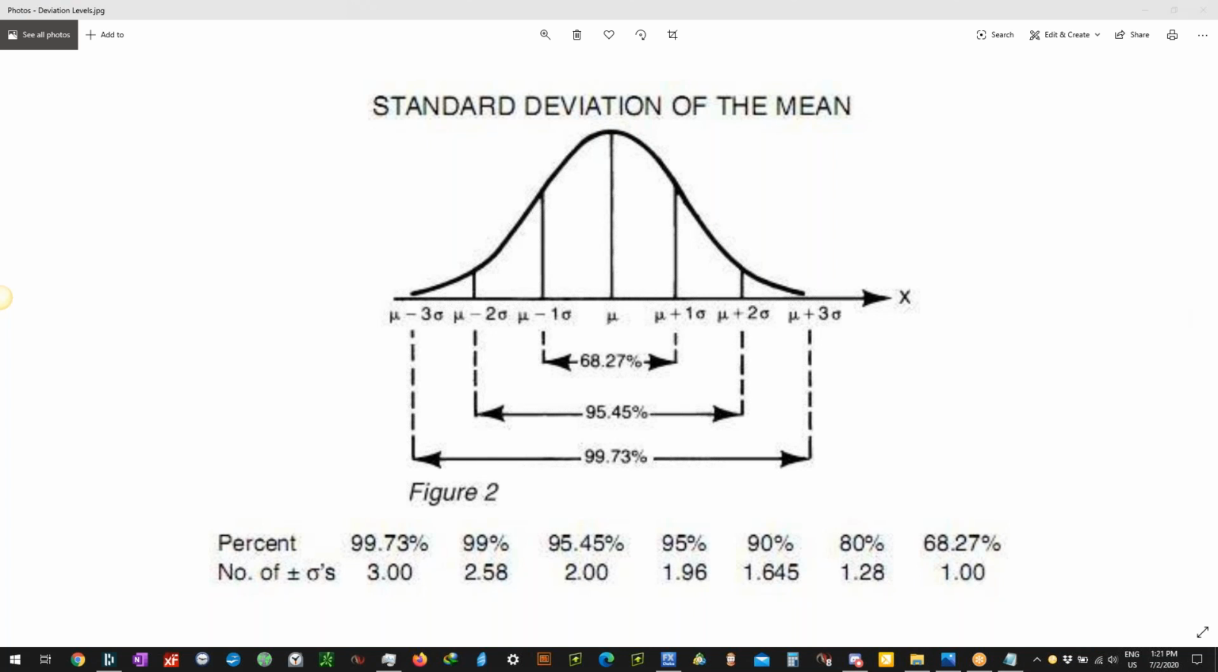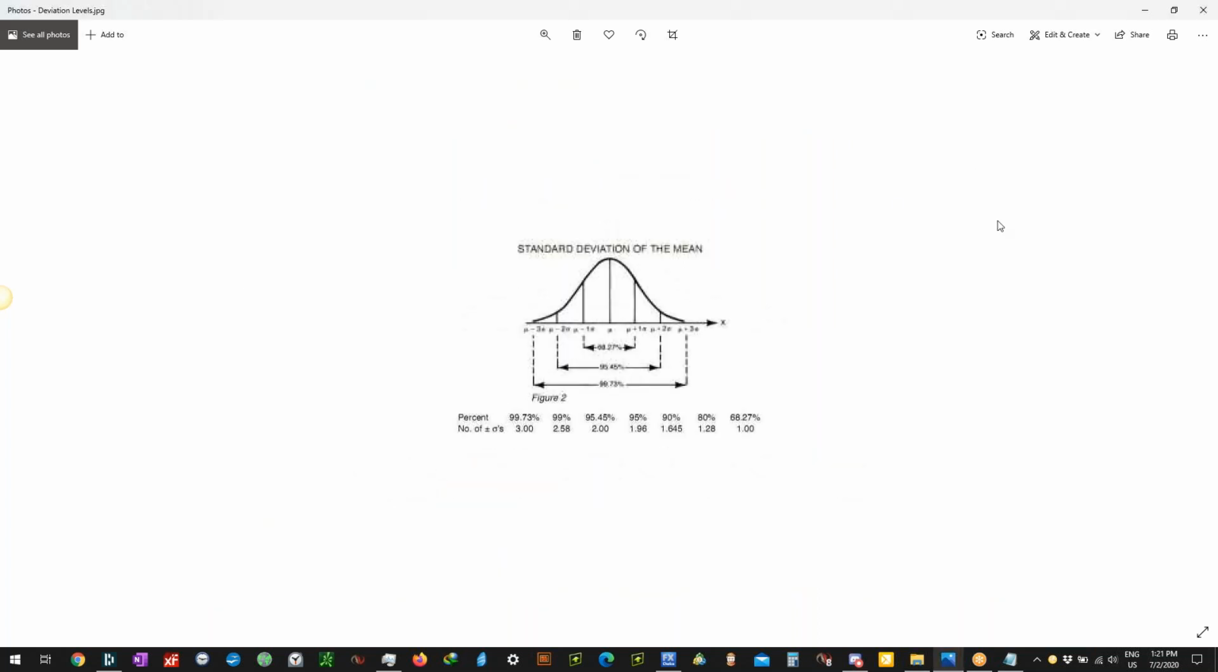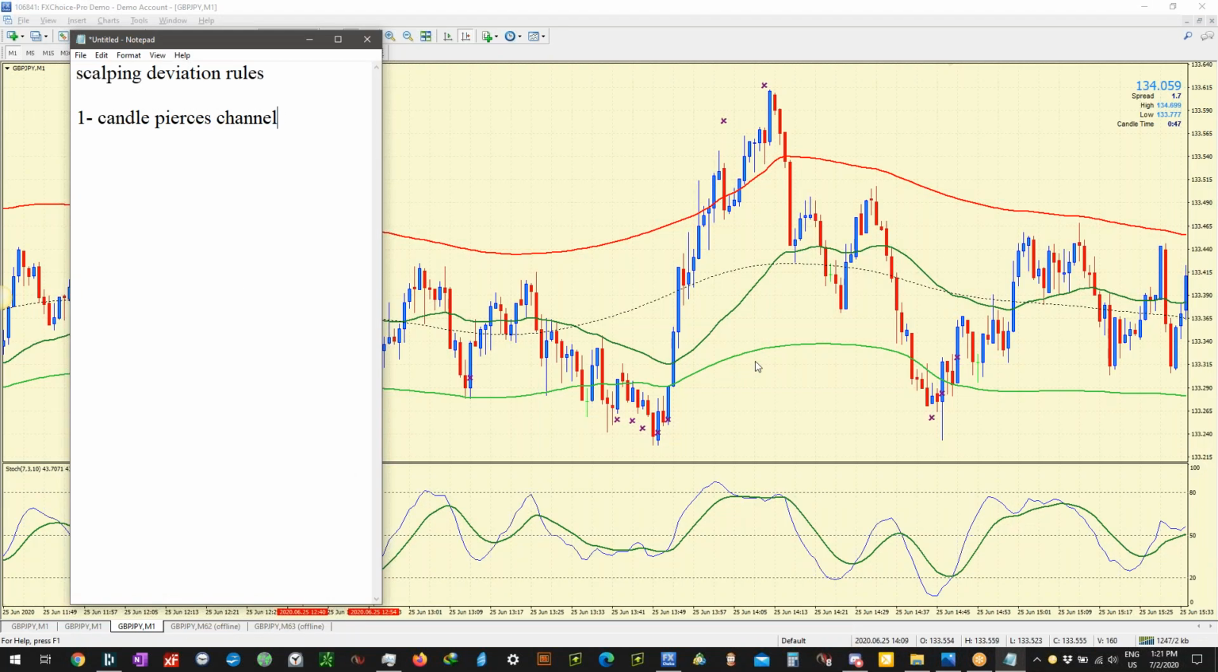Okay, so let's see. Okay, so back to the chart. So candle pierces. We're talking about this trade right here. Okay, candle pierces. Then you will see an X is printed. That's this X. That's number 2.